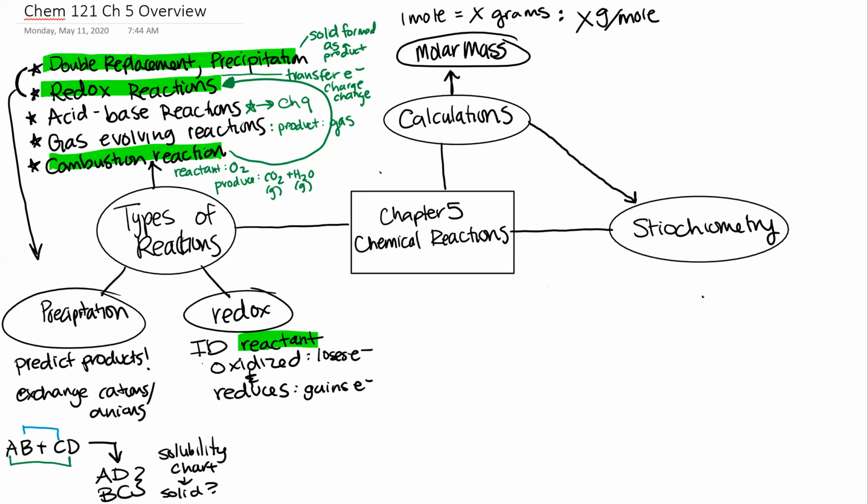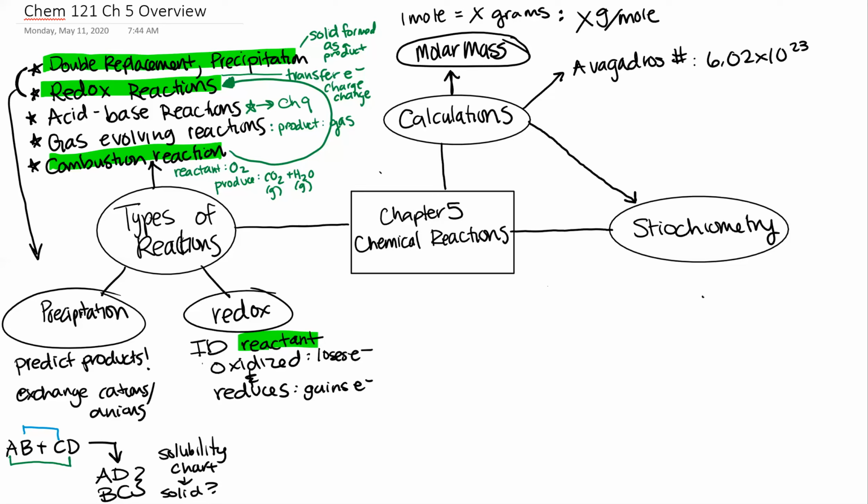And we can use molar mass in a lot of different types of calculations. We'll use it in stoichiometry for sure, but we can also pair it with Avogadro's number to convert between mass and a counting number, either the total number of atoms or the total number of molecules that I have in a reaction. And Avogadro's number is 6.02 times 10 to the 23rd anything per mole.